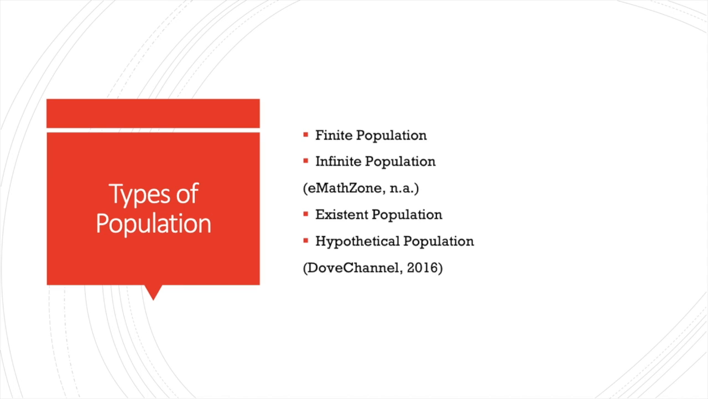There are four types of population. There's a finite population, the infinite population, existent population, and the hypothetical population. The finite population is the population that can be counted. The infinite population is a population that is uncountable. And then the existent population is a population whose unit available is in a solid form. And then you have the hypothetical population, a population whose unit is available in a solid form, but it's only just to be a thought.